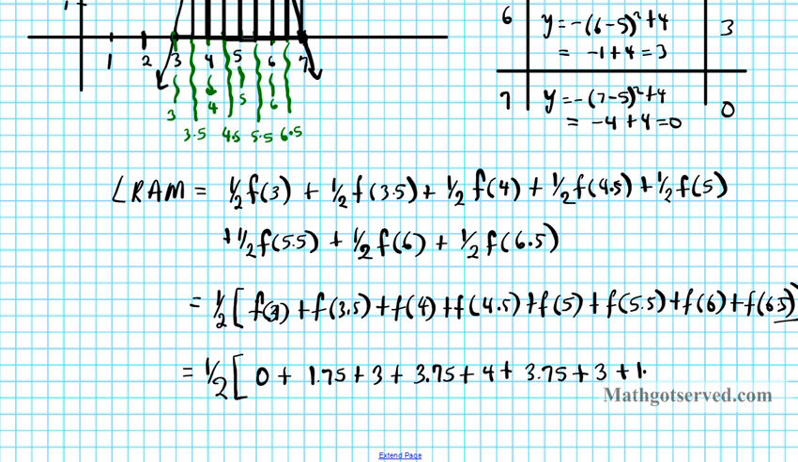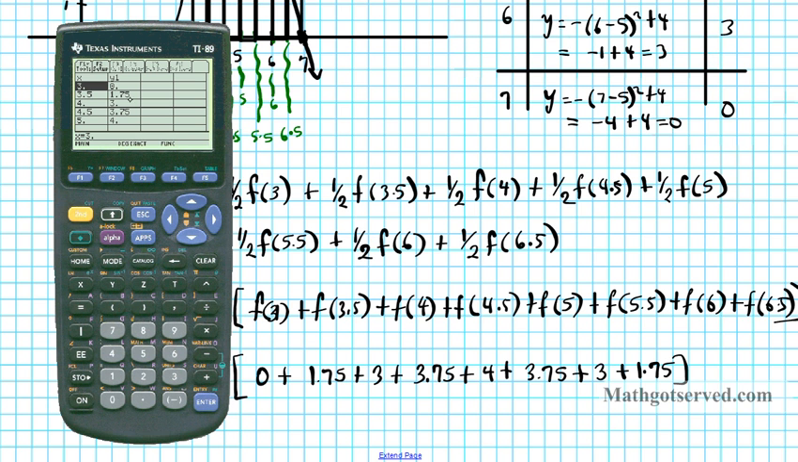Okay. So let's bring that up again so you can see. So 3 goes to 0, 3.5 goes to 1.75, 4 goes to 3, 4.5 goes to 3.75, 5 goes to 4. Scroll down. 5.5 goes to 3.75, 6 goes to 3, and 6.5 goes to 1.75. This is the right endpoint. We don't need this. So this is just a shortcut to calculate outputs of a function if you don't want to keep doing the same procedure over and over again.